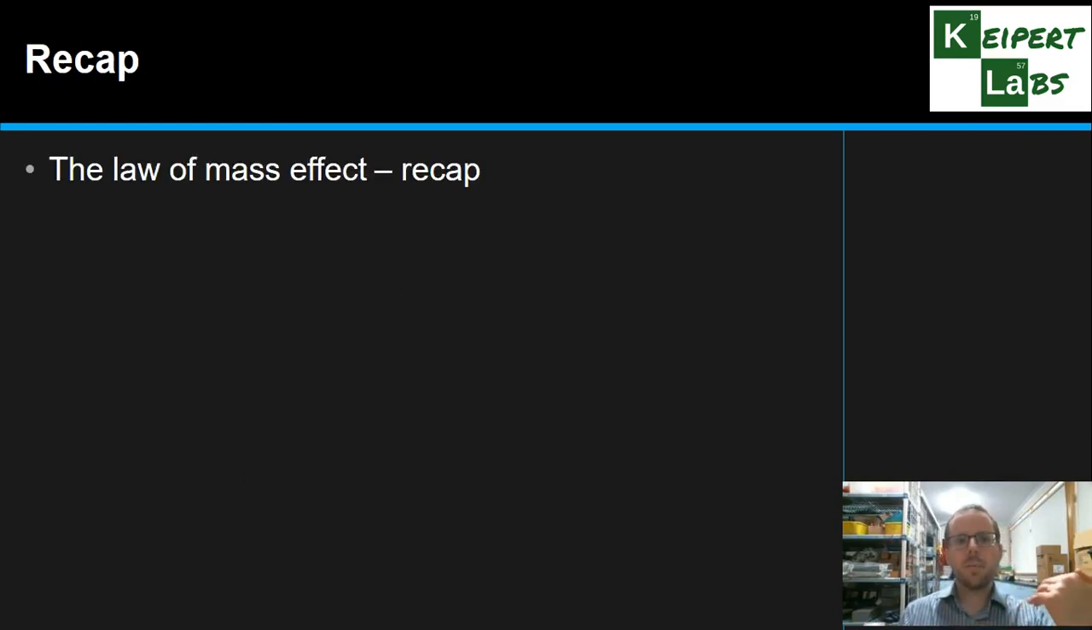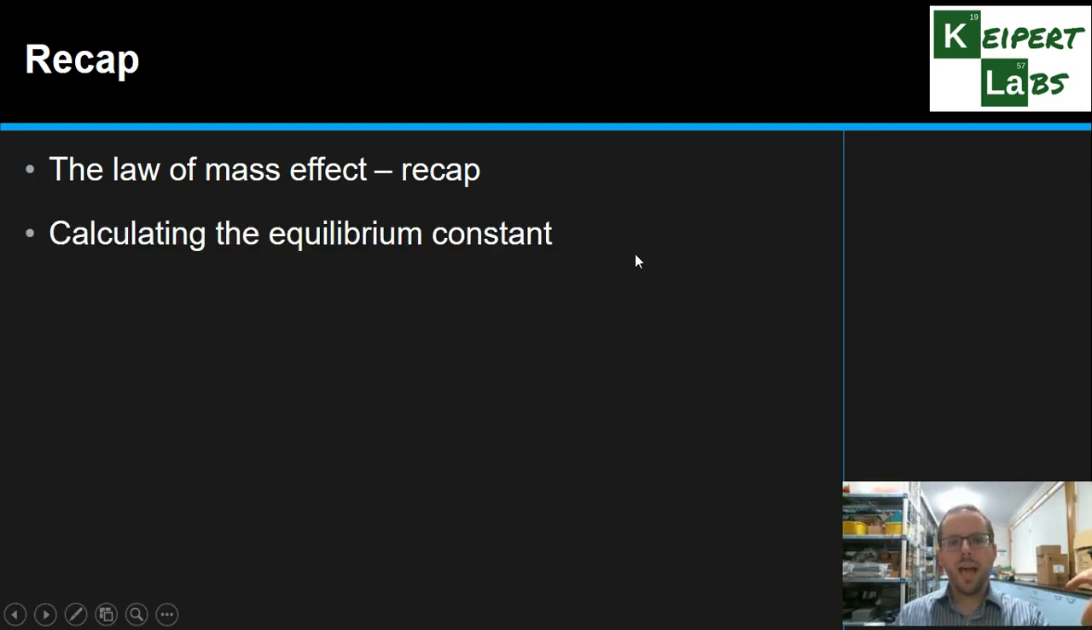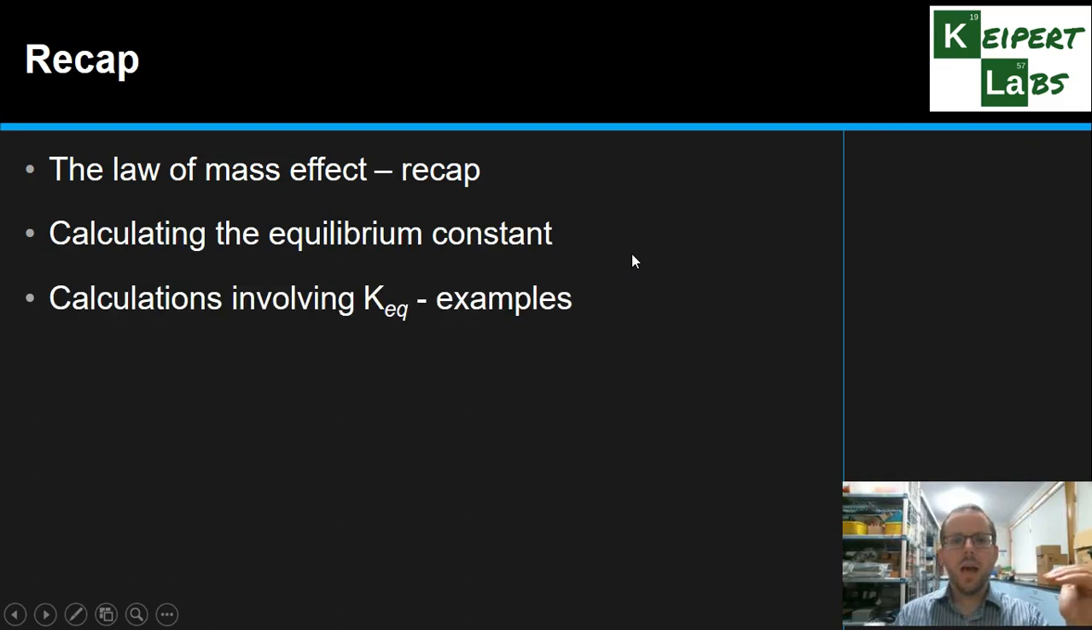So we recapped the law of mass. It's not the law of mass effect, so that's a typo. It's the law of mass action. We have looked at how we calculate the equilibrium constant, and then we've done some examples of calculations involving KEQ.